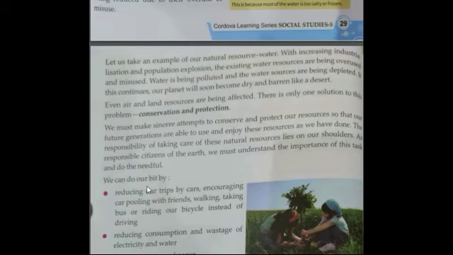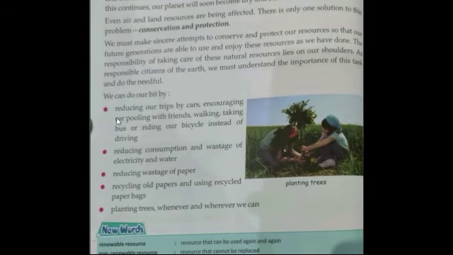We can do our bit by reducing our trips by cars, encouraging carpooling with friends, walking, taking a bus or riding our bicycle instead of driving. Reducing consumption and wastage of electricity and water. Reducing wastage of paper, recycling all old papers and using recycled paper bags. Planting trees whenever and wherever we can.